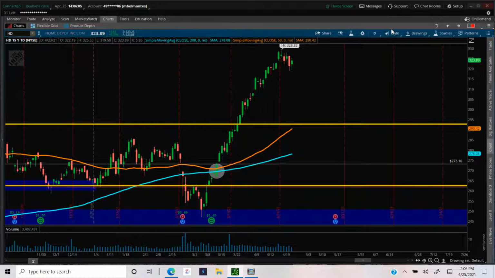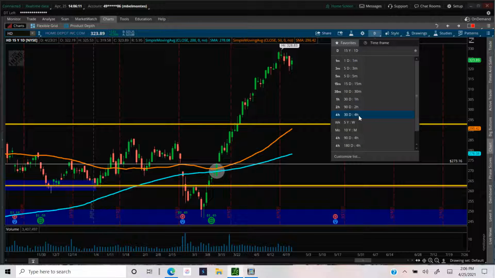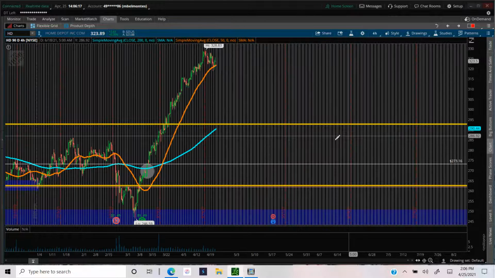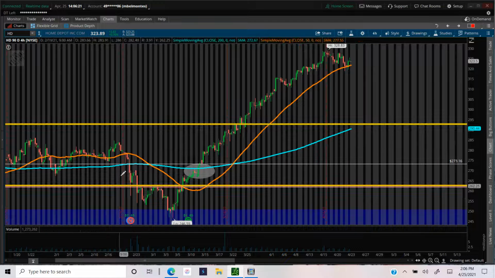Now, this is the daily chart. So we have our signal here in the daily chart. Now we're going to come down to the 4-hour. Let me give more time, 4-hour. So notice that our signal was given here in the 4-hour. See how price came below both moving averages?